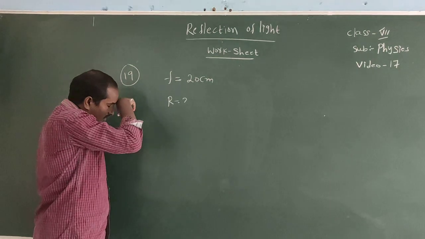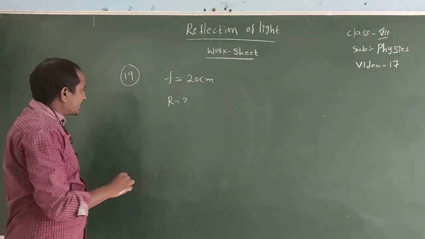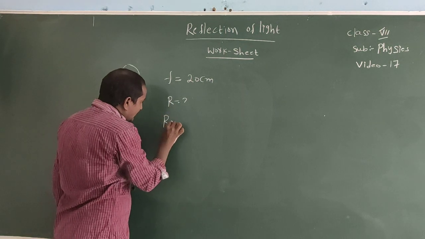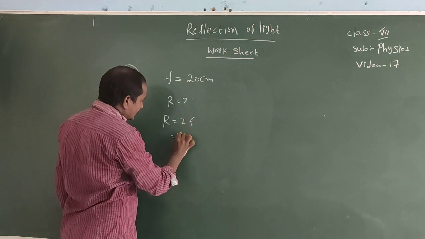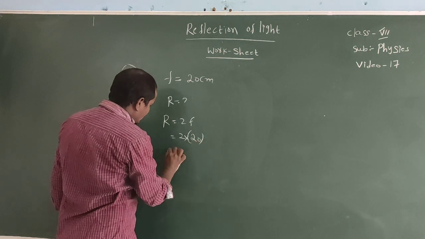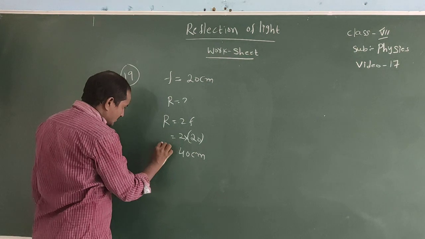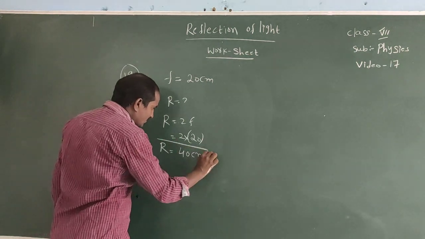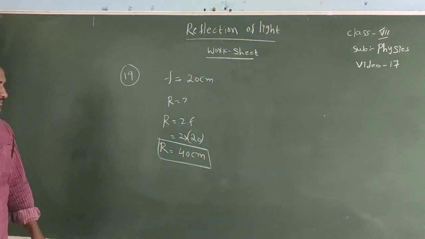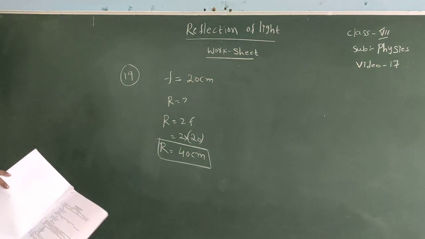R equal to how much? The relation between f and R: R equal to 2f, that equals 2 into 20, that equals 40 centimeters. So the radius of curvature equals 40 centimeters.